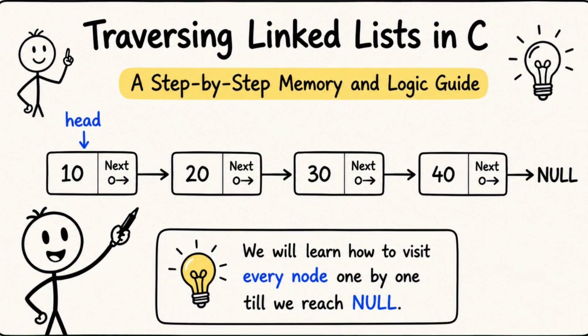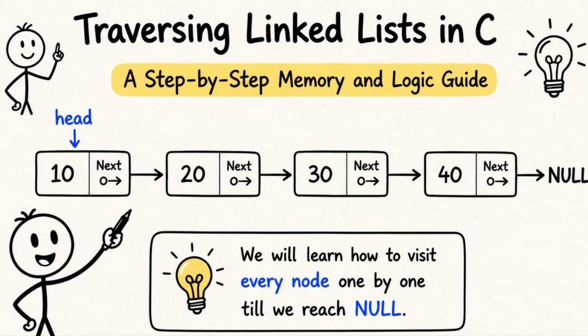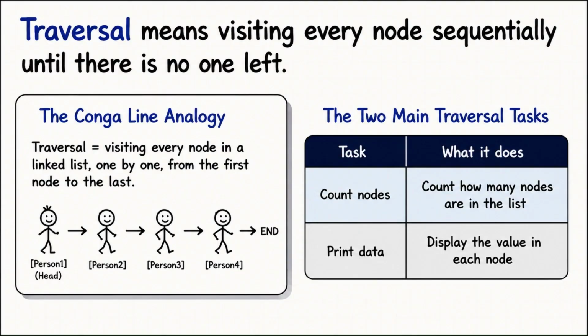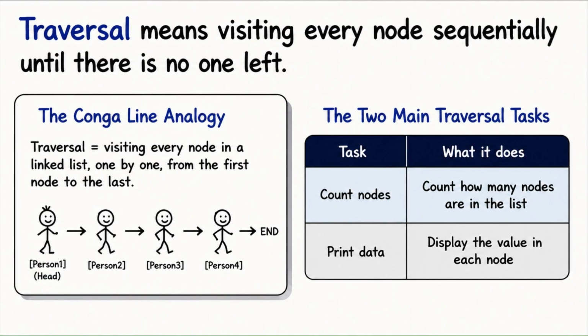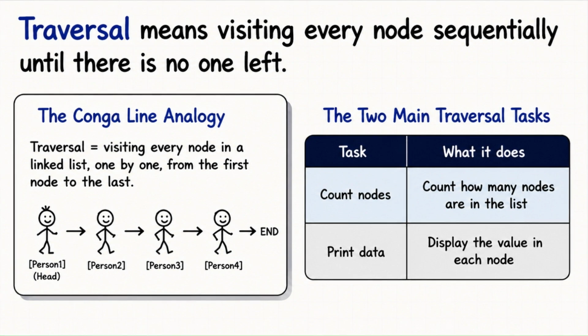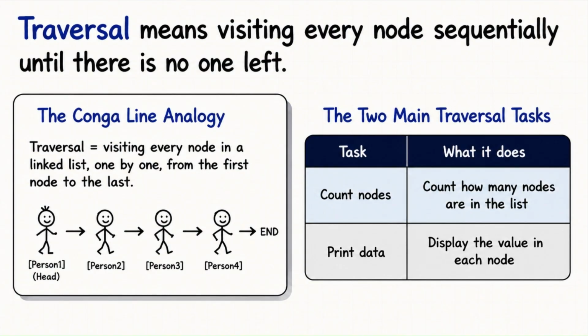Which brings us to our critical baseline concept, traversal. What does that actually mean? Well, traversal literally means visiting every single node in a linked list sequentially, one by one, from the beginning until there's absolutely no one left to visit. You start at the head and you just walk the chain until you hit that null pointer.